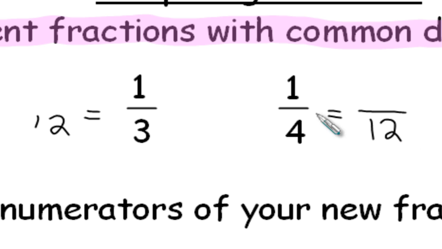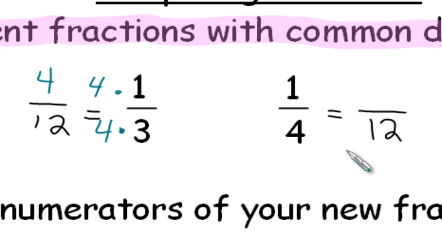Well, how did we change 3 to equal 12? Taylor? Yeah, we multiplied it by 4. But in order to make an equivalent fraction, whatever you do to your denominator, you also have to do to your numerator, right? So we need to multiply 1 times 4, which is what? 4. So our equivalent fraction is 4 over 12. Is everybody okay with how I got that?